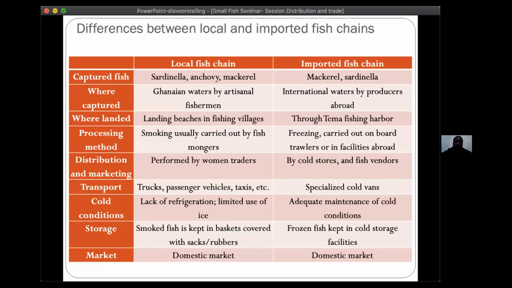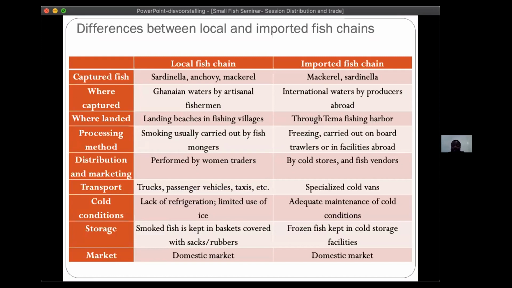So this is to give an overview of some of the differences and the similarities between the two fish chains that I spoke about. In the capture fish chain, sardinella, anchovy, and mackerel, which are harvested in Ghanaian waters by artisanal fishermen, dominate the local fish chain, whilst in the imported fish chain, mackerel and sardinella harvested in international waters dominate the fish chain. And in the case of the imported fish chain, the fish imports come into the country through the Tema fishing harbor.